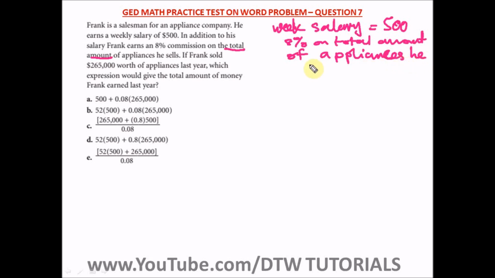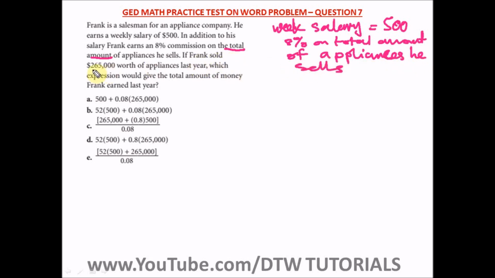In addition to his salary, Frank earns an 8% commission on the total amount of appliances he sells. Okay, now you can see this word, total amount. Take note of this word now. In addition to his salary, Frank earns an 8% commission on the total amount of appliances he sells. So we have 8% on total amount of appliances he sells.